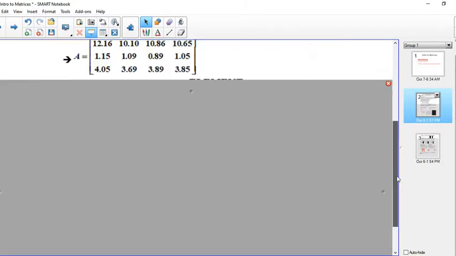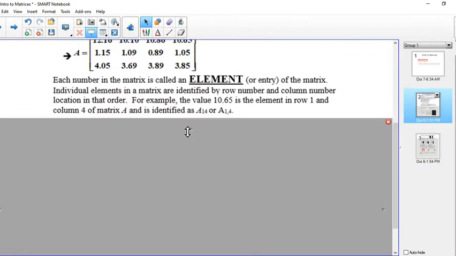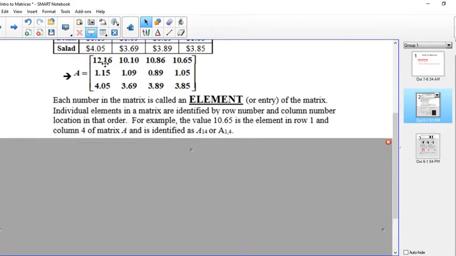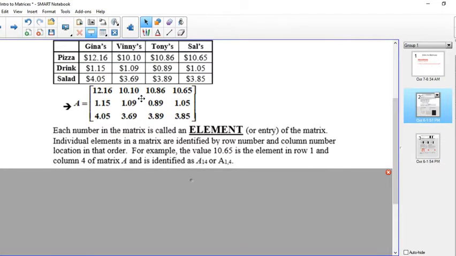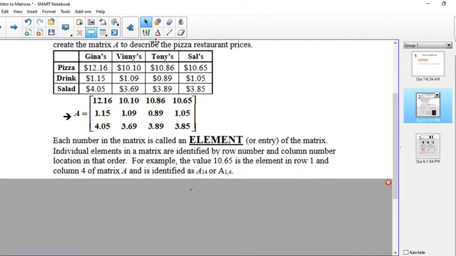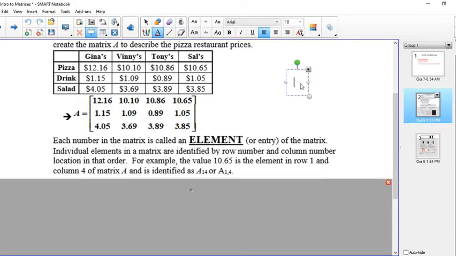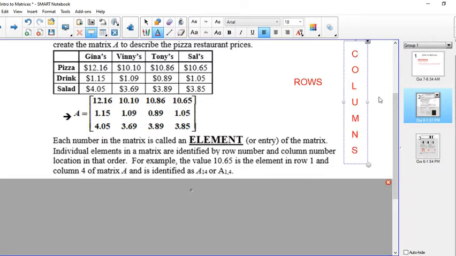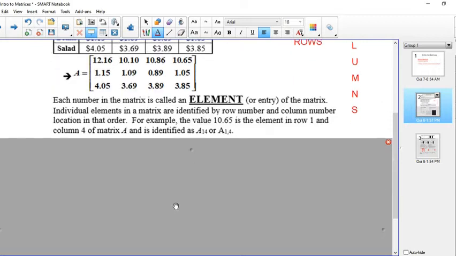In a matrix, there's some things to know. Each element in a matrix is each individual number. Every single number has a certain place in it, and they're identified by rows and columns. If you can't remember the difference between a row and a column, which one looks like which, think of it like this. Rows are horizontal, columns are vertical. So knowing that, let's answer some of these questions down here.